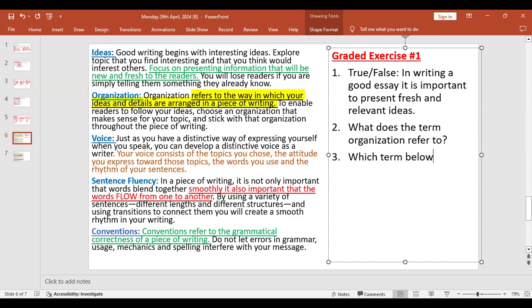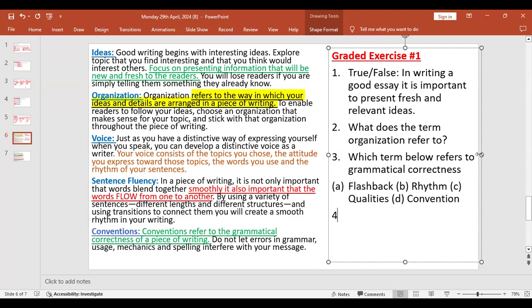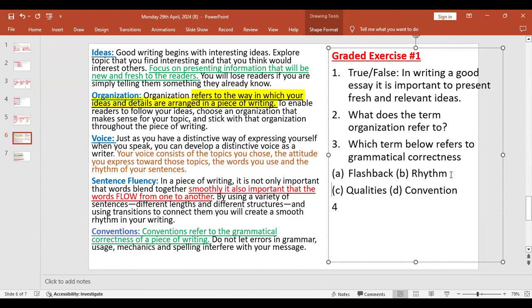Which term below refers to grammatical convention. Number 4.